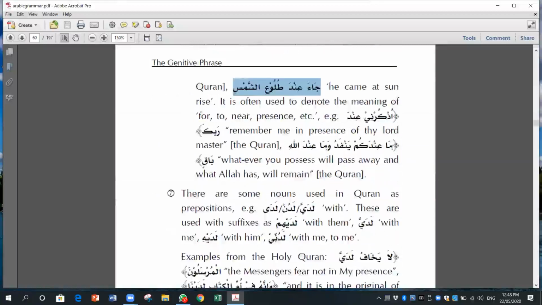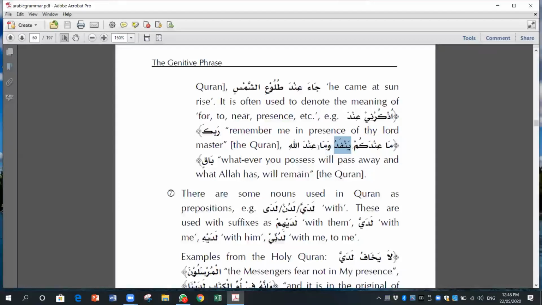Now there is also 'indallahi'. Ajruhum indallahi: the rewards are with Allah. Many times it is used in the Holy Quran, right? Ma indakum: now you can understand this whole translation, I think. Ma means what, indakum, with you. What is with you? Yanfadu, it will finish, pass away, go away.